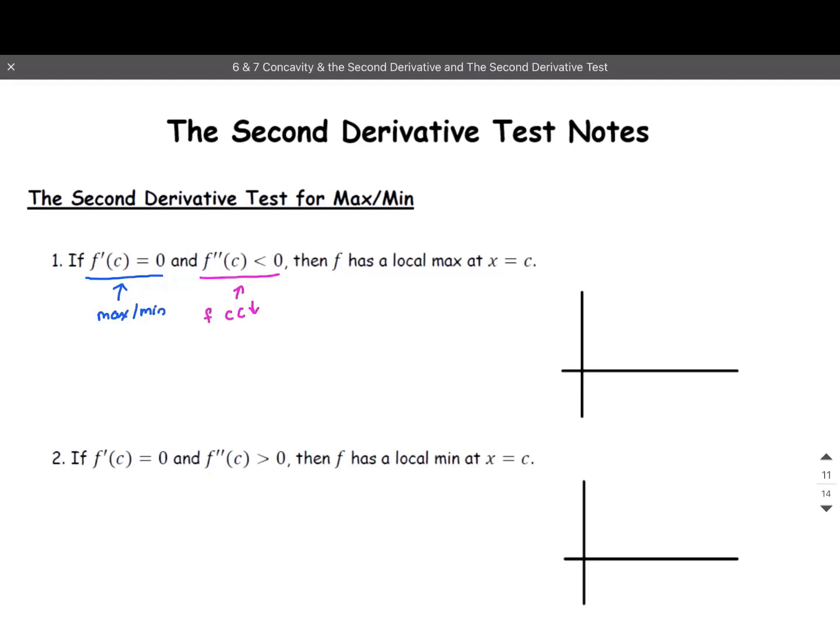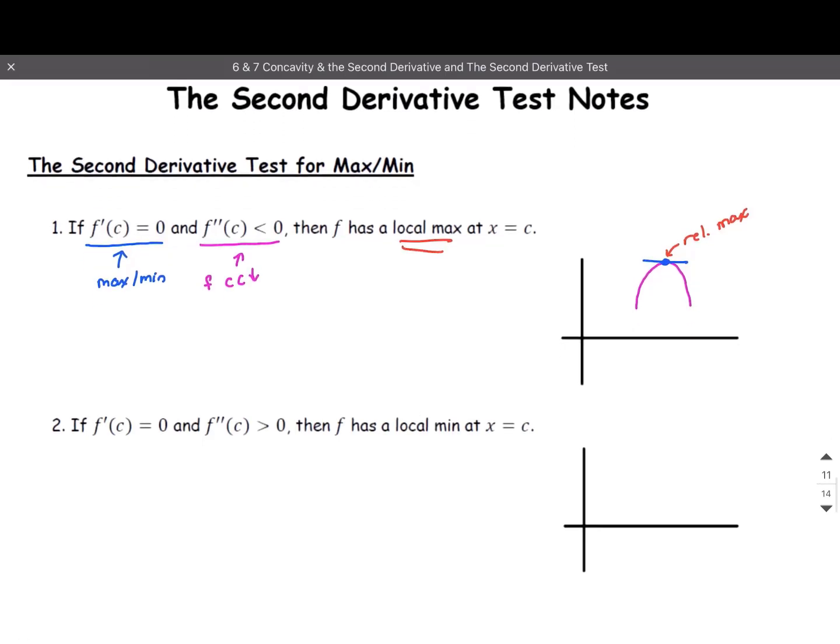Now, if you think about that, if it's concave down and we have a horizontal tangent line, what kind of point do we have? We have a relative max. So if you know that the derivative is 0 and the second derivative is negative, you are guaranteed to have a local maximum at that x value.